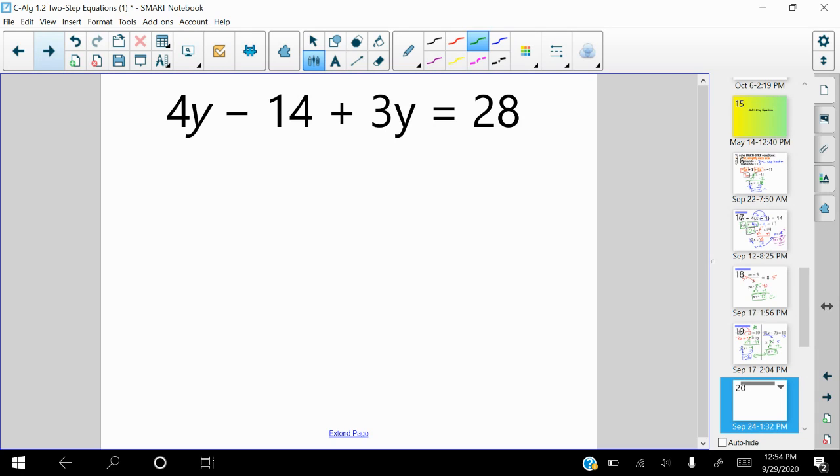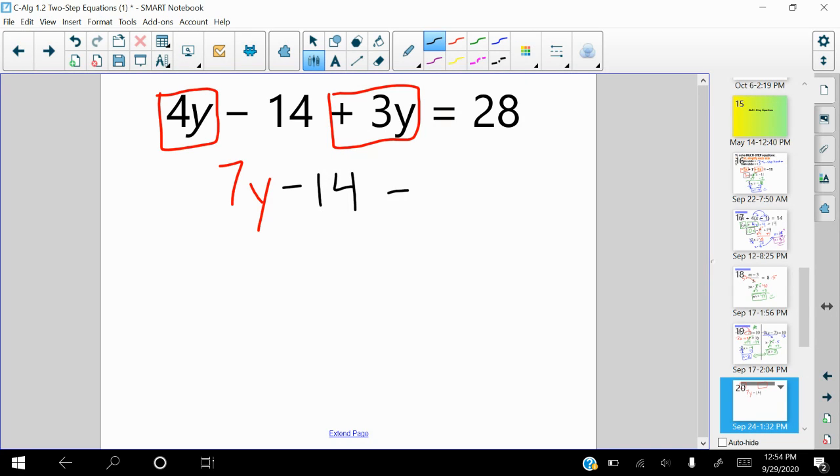Well, I notice I have a multi-step equation here, so I want to simplify each side first, and then I'm going to solve. I notice I have some like terms. I have positive 4y and positive 3y. I can combine them to get positive 7y, and I'm positive about that. Don't ask me why. Minus 14 is now equal to 28.